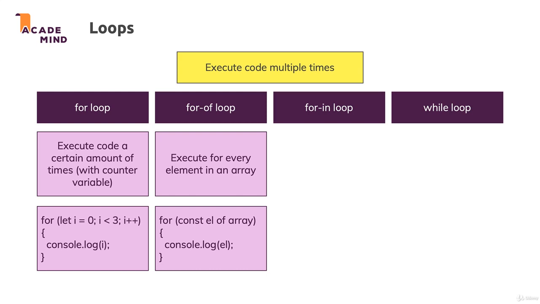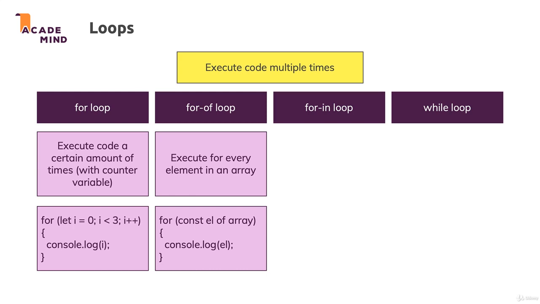Instead, here we have the of keyword, and we create a constant. Could also be a variable, but typically you create a constant, which gives you access to one element of the array at a time, and then this body between the curly braces is executed for every element in the array. And el in this case then refers to that element in the array for this current iteration. And this is convenient for example for doing something with every element in the array or outputting it to the console or whatever you want to do.